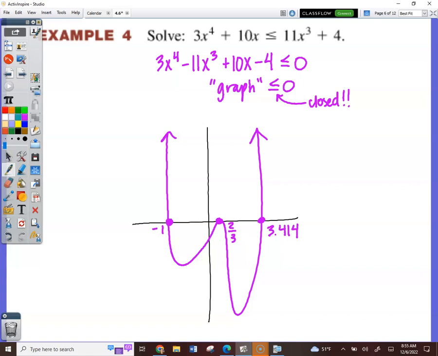Okay, now, remind yourself the shortcut. Where's the curve? Below the x-axis. Okay, so that's here and here. So now you're going to shade in your line, like you're going to say, okay, so it's running from here to here, and then it's also running from here to here.